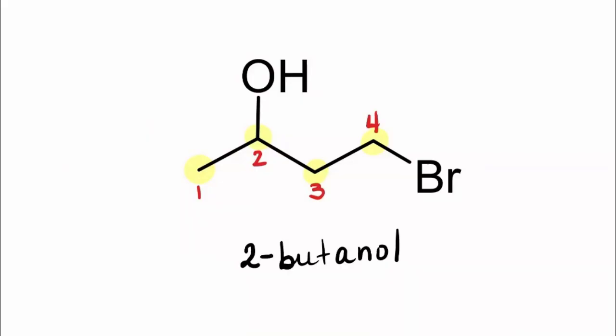Then, as a prefix of that, we're going to put the substituent that we have here, which means that at carbon number 4, I have a bromo group. And the name of this molecule is 4-bromo-2-butanol.